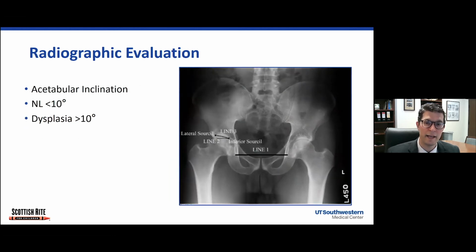We can also look at the inclination of the socket by drawing a line between the medial and lateral edges of the socket, as you can see. The angle formed between that and a horizontal line is the inclination. And the more inclined the socket is, the more dysplastic.